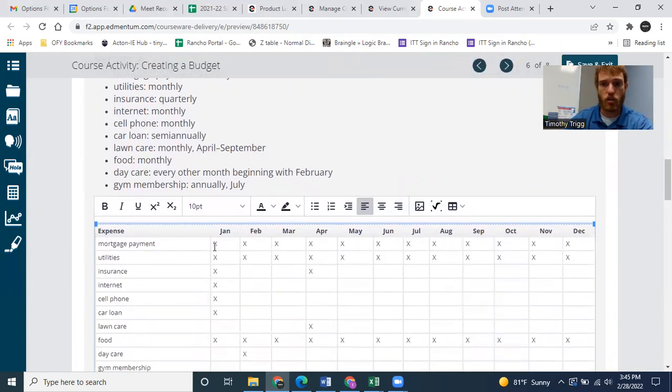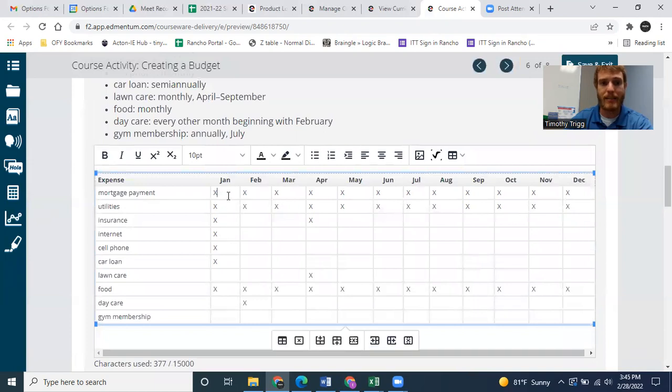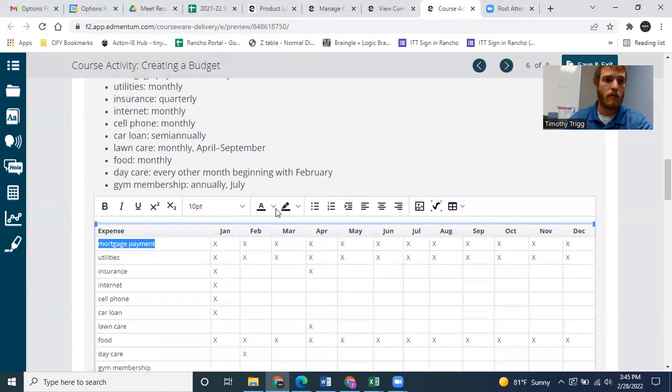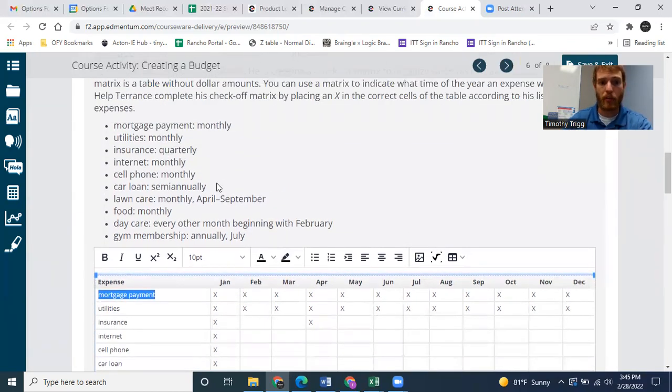So you can see on this chart that there should be an X every month because he has to pay mortgage payment. That's the first row. Mortgage payment, he pays that every single month. So that's why there should be an X every single month for mortgage payment. For utilities, again, monthly. So every single month has an X.